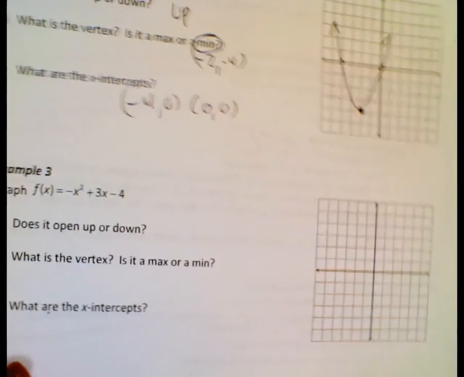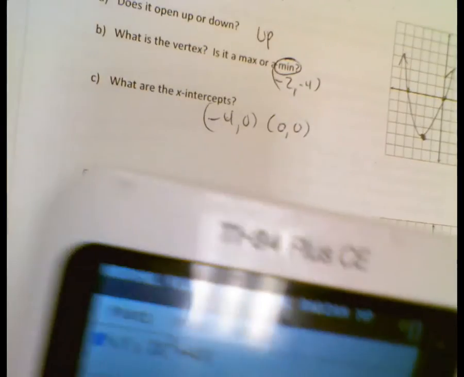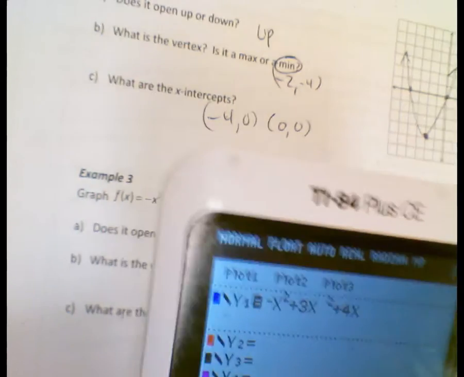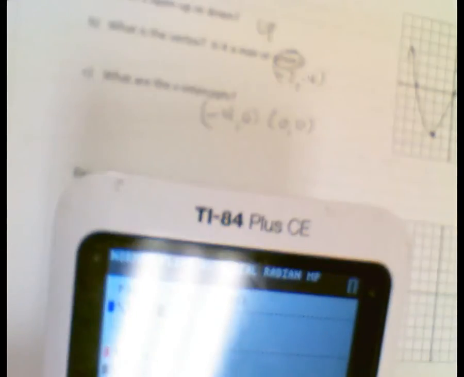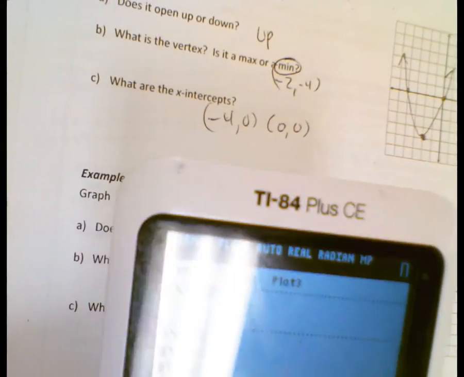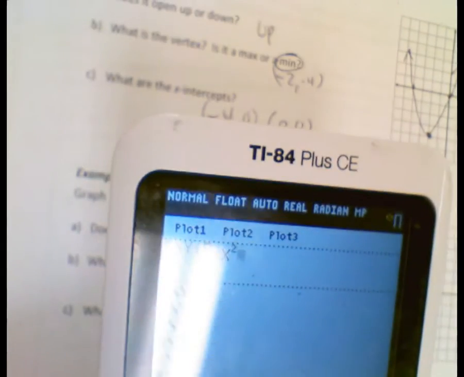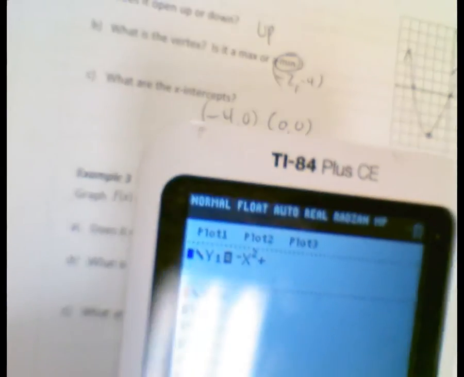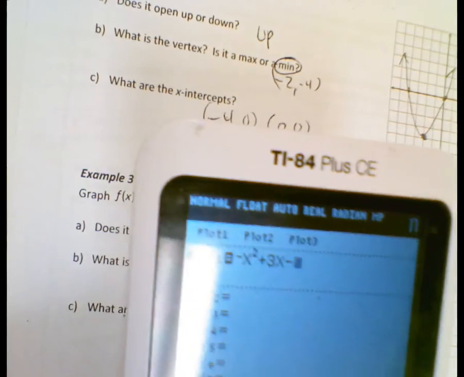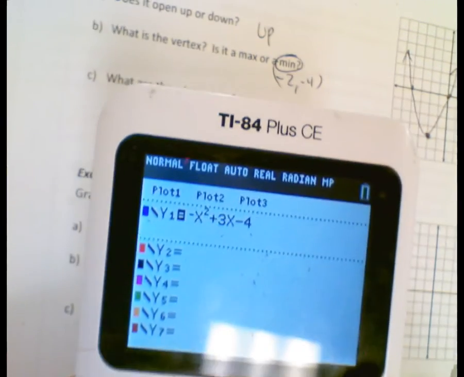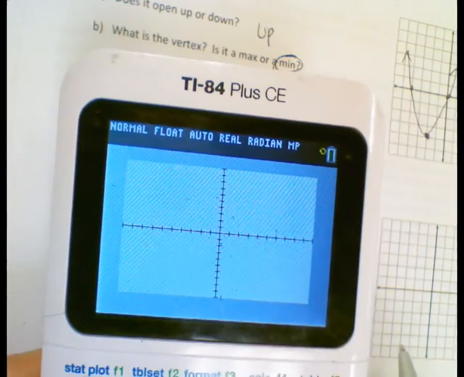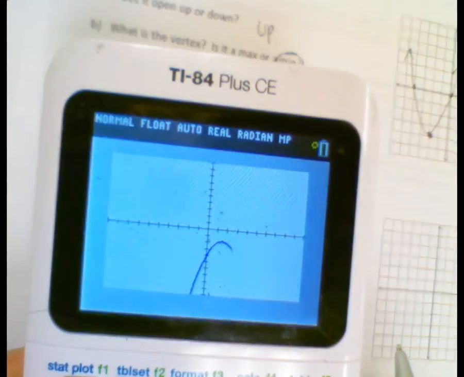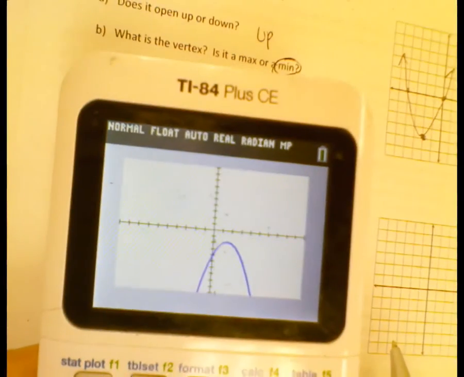And the last one, you have negative x squared plus 3x minus 4. Clear all that out. Let me do that again. The fact that it's negative x squared means it's going to be upside down. It's going to be an upside down parabola because of the negative x squared. So let's see. See how it's upside down? Ooh, it's not touching the x-axis.